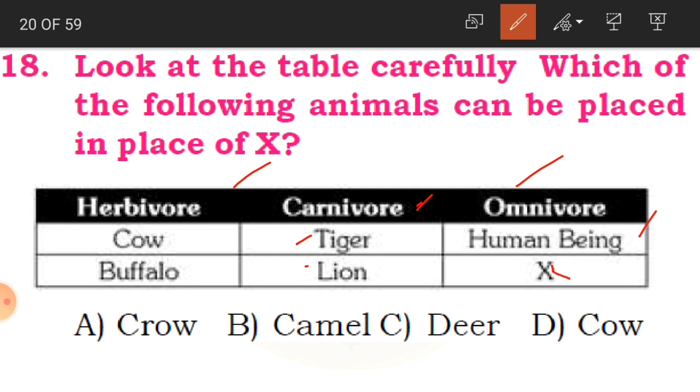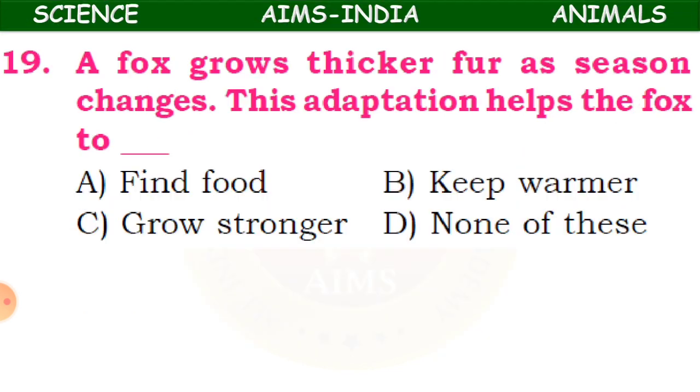So which animal can be placed here, we have to identify from the options. Whether it is crow, camel, deer or cow. So you can say crow. We can say crow because crow also eats food which is produced by plants and it also eats insects. So that is why we can place crow here. That is A option. Clear, children?